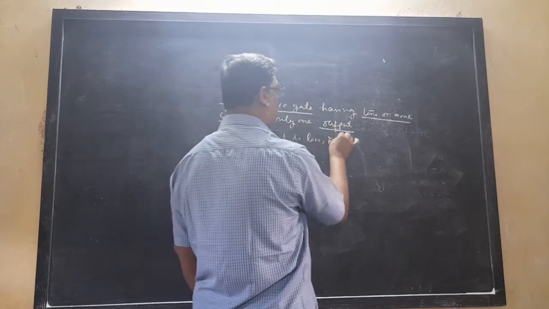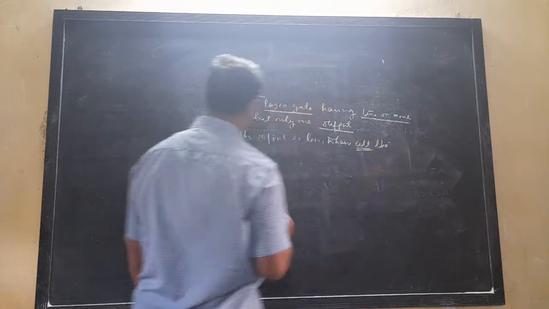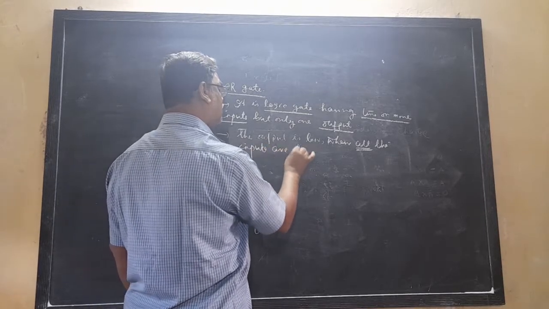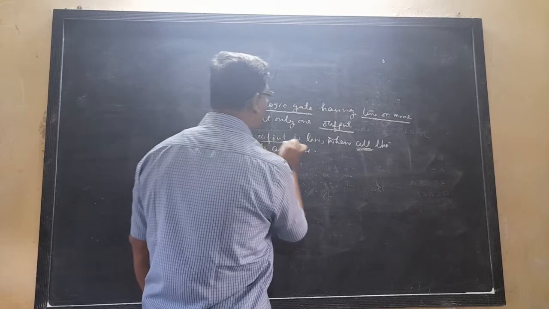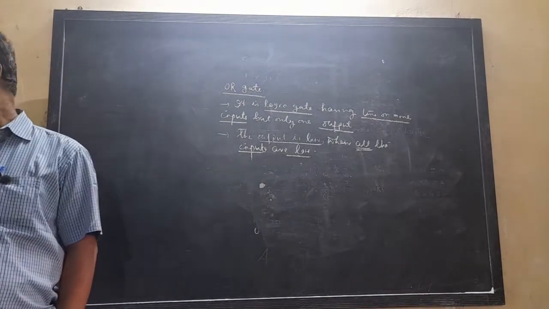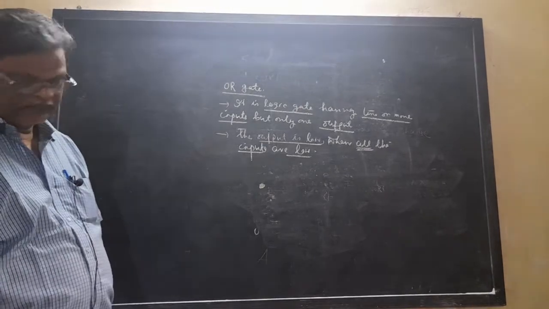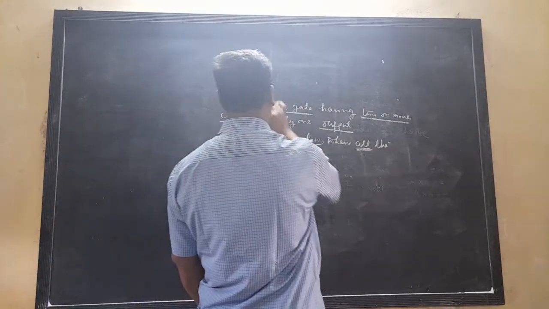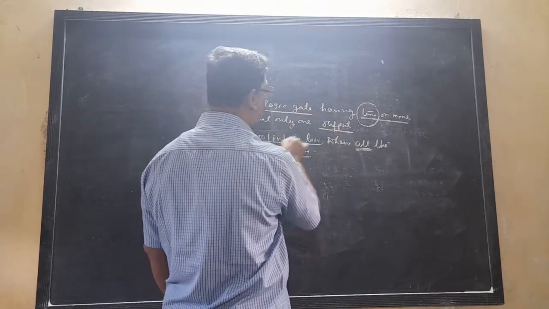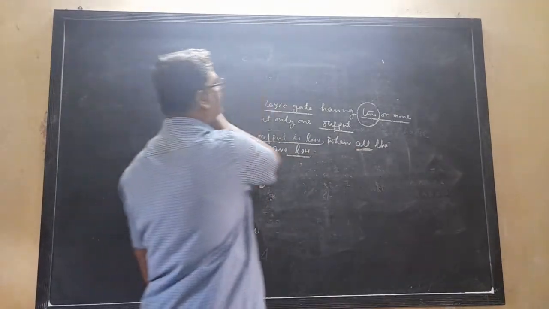The output is low when all the inputs are low. Clear? If all the inputs are low, then the output will be low. This is the logic gate. Clear? So the logic gate, the OR gate, has two or more inputs but one output, and the output is low when all the inputs are low. Clear? Further, let us see: what is the circuit symbol?